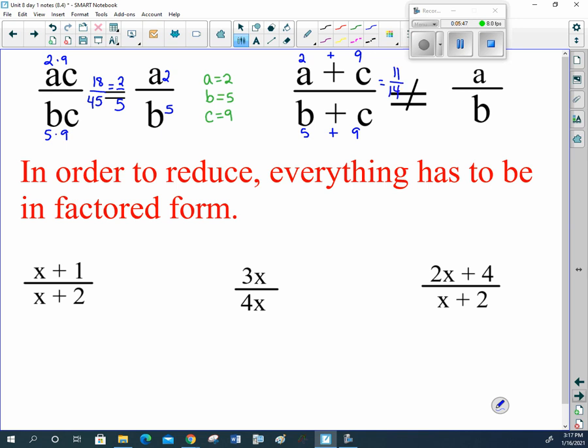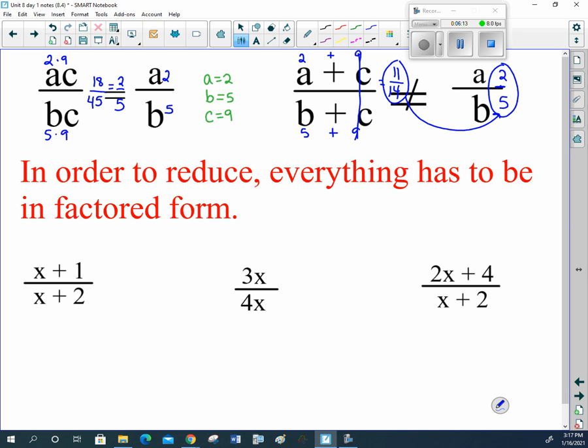Does that fraction equal A is 2 and B is 5? Can this fraction reduce to equal 2 over 5? No, 11 over 14 is reduced. So you can see then it's not true to reduce the nines. That's not a true statement. You can't do that. You can't reduce across an addition sign.